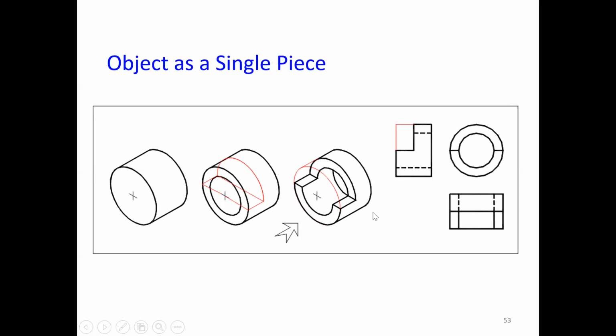And if you see from the side view, you will get the L shape, and one hole. This inner hole is hidden here, so you have to show it by hidden lines. Okay.